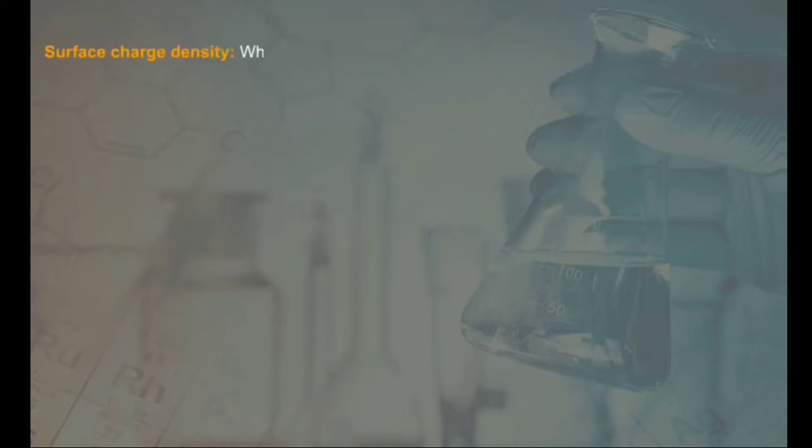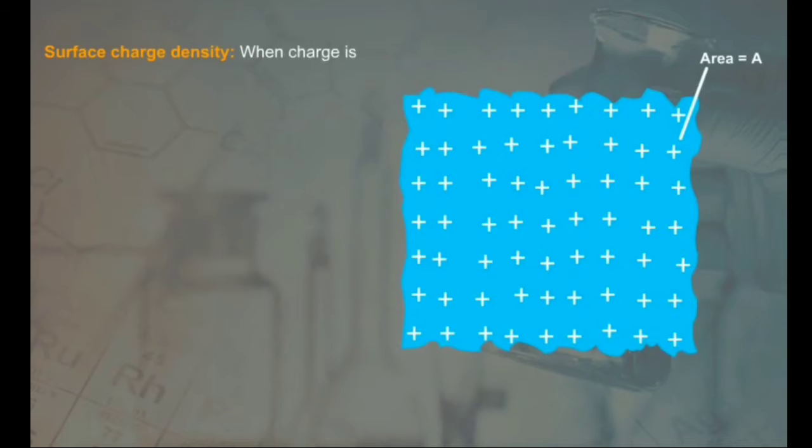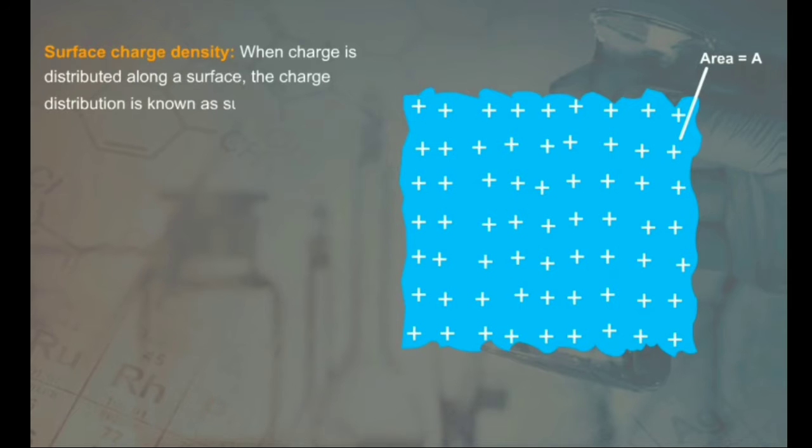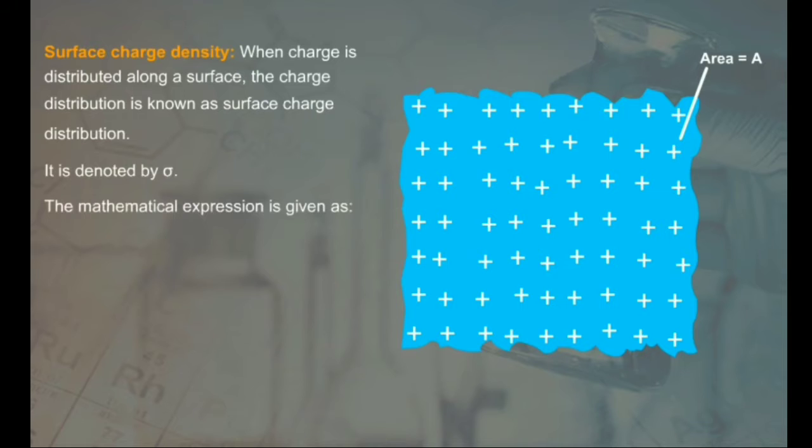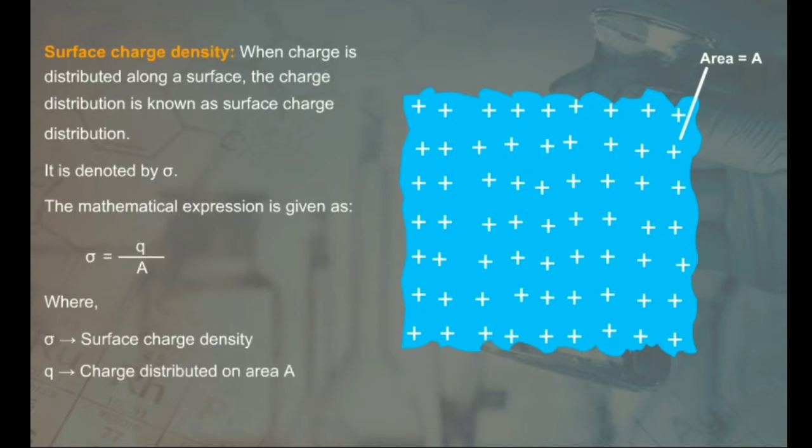Next one, surface charge density. When charge is distributed along a surface, the charge distribution is known as surface charge density. It is denoted sigma. The mathematical expression is given as sigma is equal to q by A, charge per unit area, where sigma is surface charge density and q is the charge distributed on the area.